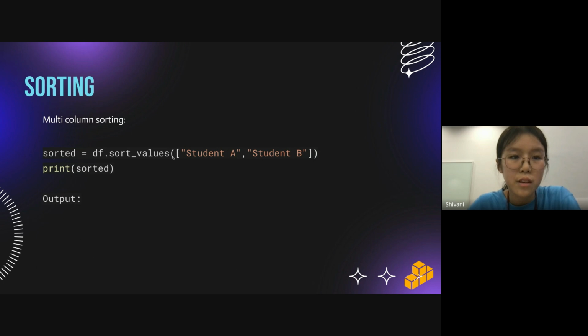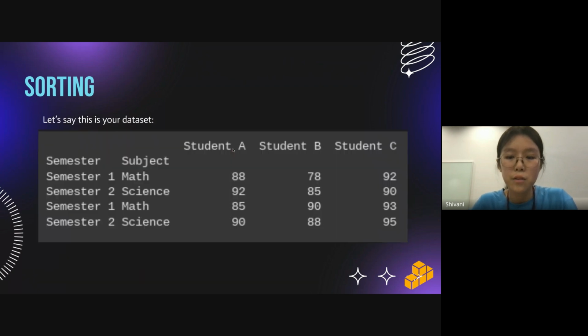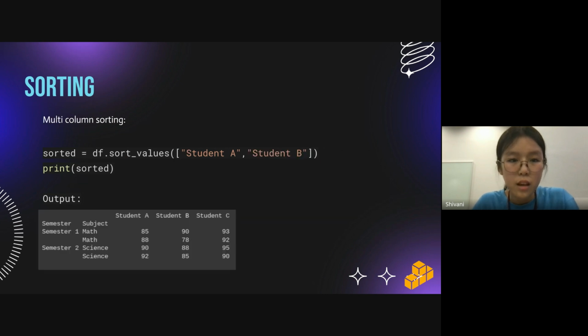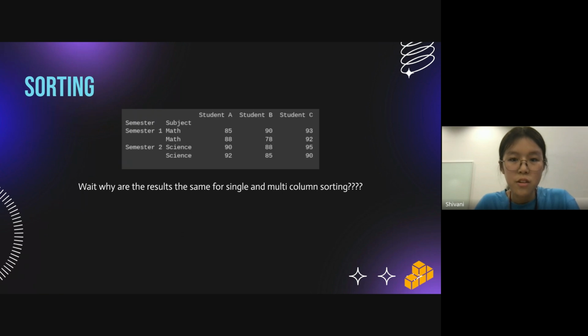Then for multi-column sorting, just take note that every time you want to sort more than one column at the same time, you have to put square brackets and put however many values you want inside, and you separate them with a comma. In this case, I want to sort student A and B's columns. And the result will be this. If you look at the previous one versus this, you'll realize the results are the exact same thing.